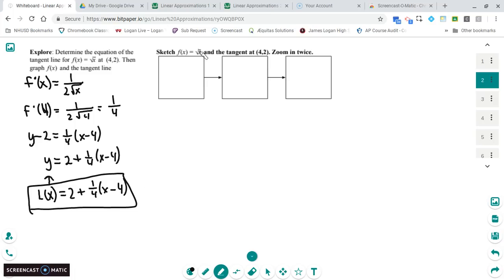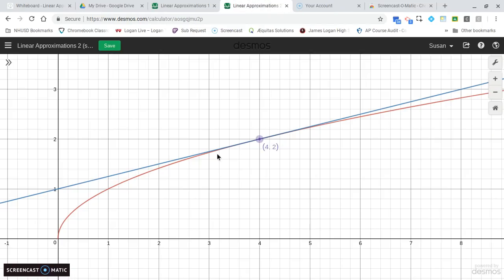Let's go ahead and graph this and just draw a little zoom in sketch. So I've got it graphed here on Desmos, and the point (4, 2) is plotted, and you can see the curve y equals square root of x, and here is the tangent line. All right, so you can see there's a big gap right here. So let's go ahead and sketch that.